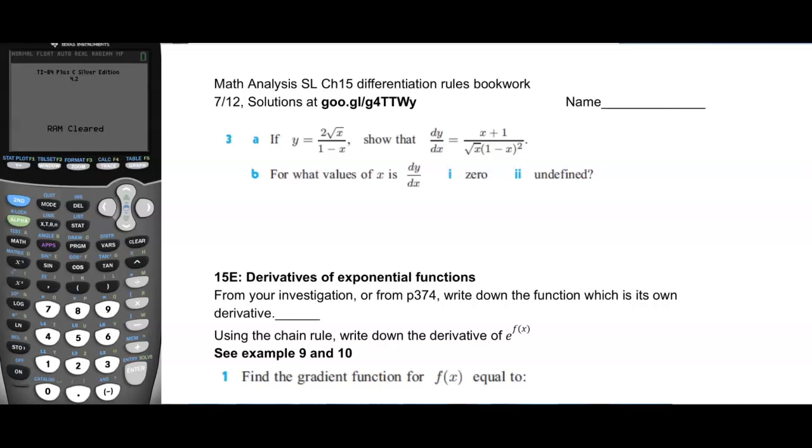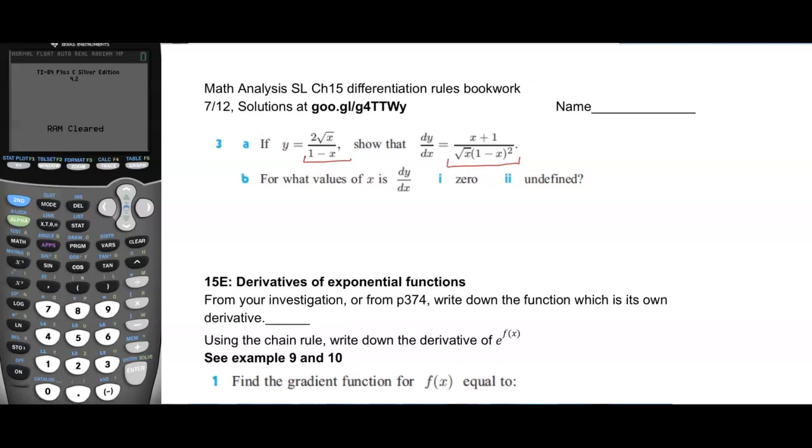Page 7 of differentiation rules. Number 3a. If this is the function, show that the derivative of the function is this. Okay, so we have a quotient here. The top is going to be u and the bottom is going to be v. So I'm going to write them out here.